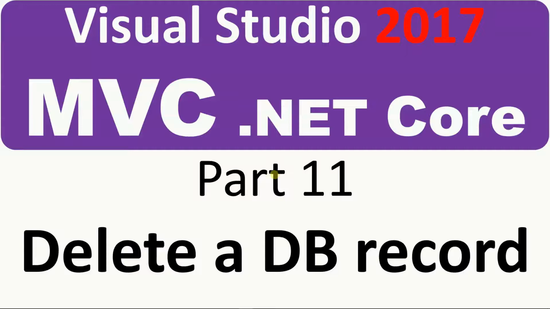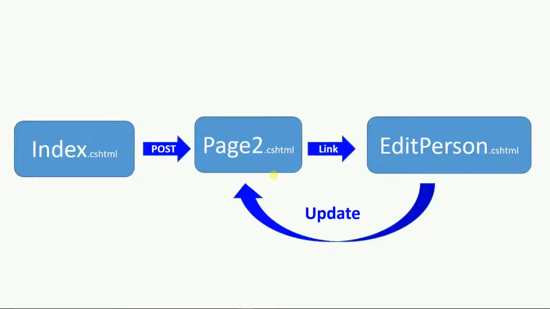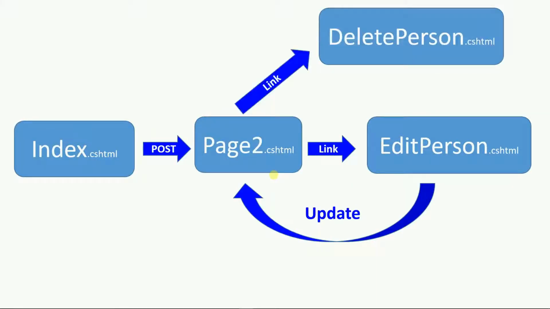Hello, in this video, I'm going to show how to delete a database record. Currently, I have something like this in my project. And now, I want to create a delete person view and a link to that view. And once it passes through the home controller, I want to delete that record from the database.